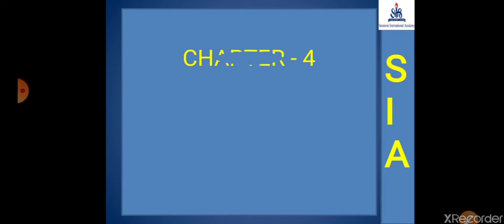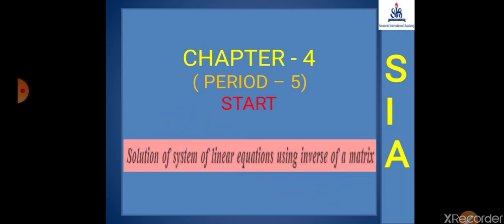Today I explain the determinant chapter, part 5. In part 5, I explain one of the major topics: solution of a system of linear equations using the inverse of a matrix. Yes students, the inverse of a matrix using adjoint I already explained in part 4. So now let's start the solution of linear equations by the inverse matrix.